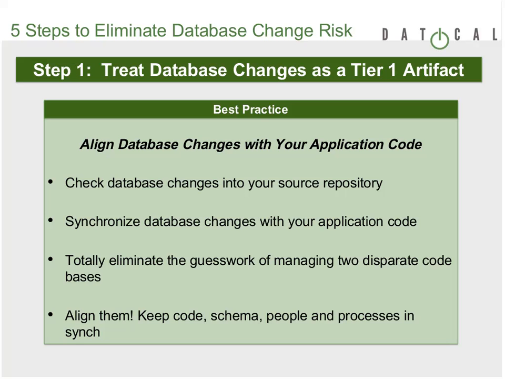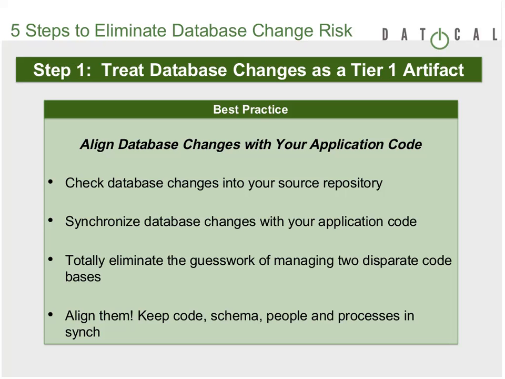So let's talk about what we think is the best way to approach this problem to resolve it. And the first thing that we'd like to suggest is to treat our database changes as a Tier 1 artifact. Now, what that means is not just simply checking those changes into source code control, into the same repository where our code comes from, but also to be able to take advantage of the branching and merge strategy that we use for the code.